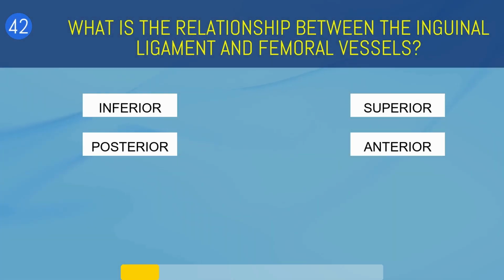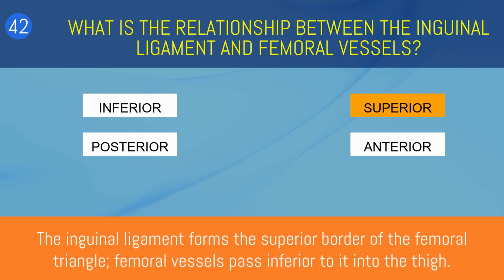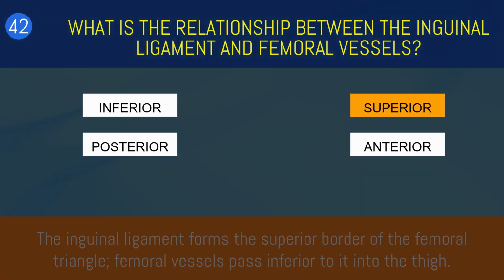What is the relationship between the inguinal ligament and femoral vessels? Inferior, posterior, superior, or anterior? Superior. The inguinal ligament forms the superior border of the femoral triangle. Femoral vessels pass inferior to it into the thigh.